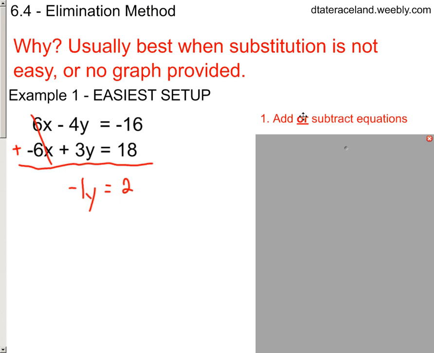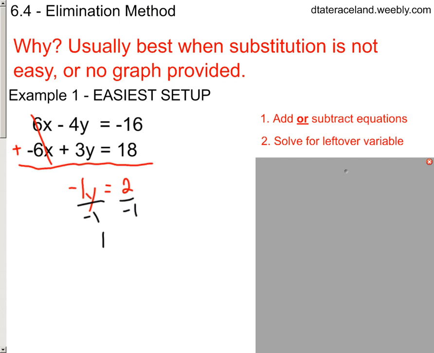Well, after you have eliminated one set of your variables, in this case we got rid of the x's, you need to solve for the leftover variable. So let's solve for this y, that's the leftover variable. Divide by negative 1, divide by negative 1, y equals negative 2. So that's fantastic. Here is our ordered pair. The x should be in the first slot. We don't know what that is yet, but I know that the y is negative 2.